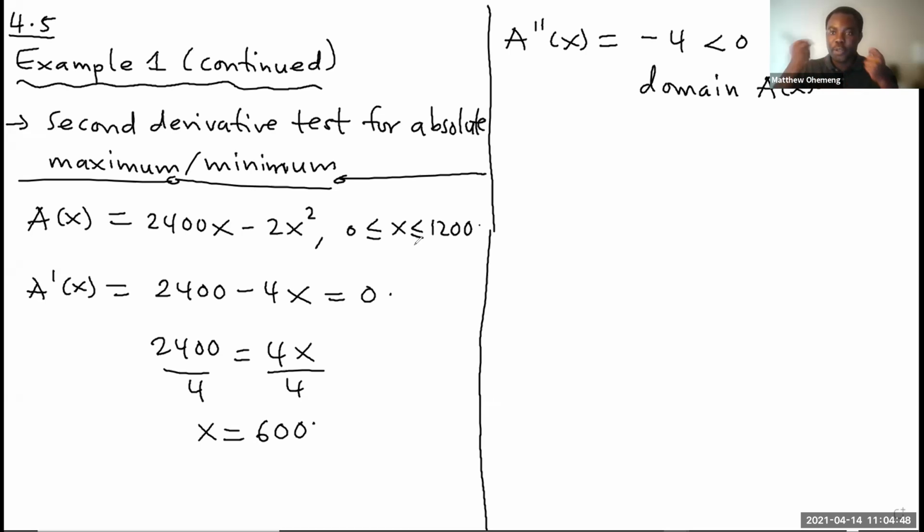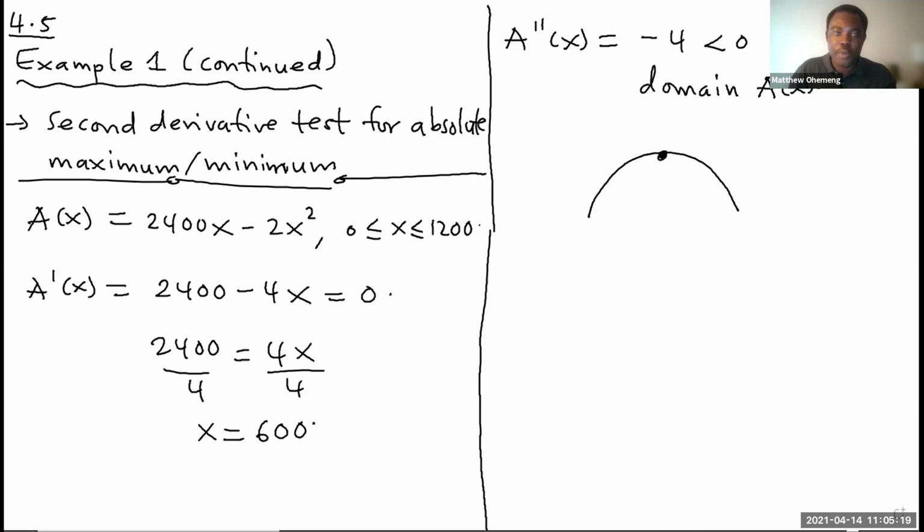Now, what this tells you is we know that the second derivative is used to check for concavity. So if the second derivative is always negative, then that means that from the interval 0 to 1200, the function is always going to be concave what? Concave downward. The function is like so. Because the function is concave downward along its entire domain, that means that at this critical point, which is a turning point, there has to be what? An absolute maximum. So this tells us that the function is concave downward.